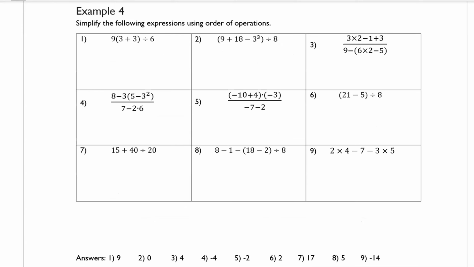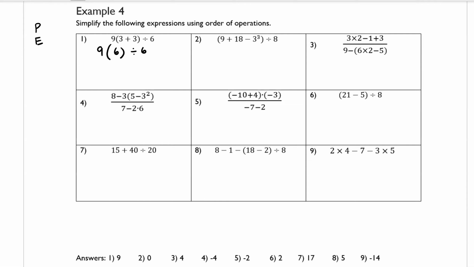All right, so let's go over some more order of operations examples. Let's look at number 1. So I'm going to go down my order of operations, so parentheses. And so we have parentheses here, so we're going to simplify the expression inside the parentheses first. And there's only one operation, so that's going to simplify to 9 times 3 plus 3 is 6, and then divided by 6 like that.